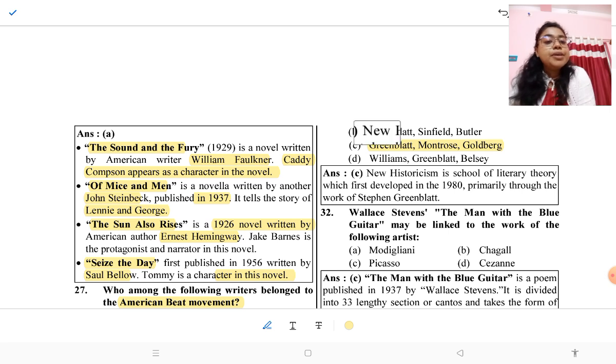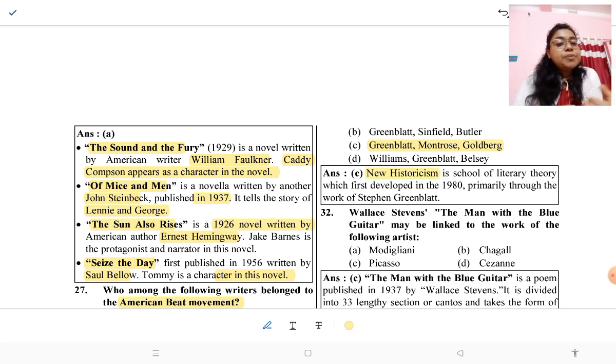New historicism is a school of literary theory which first developed in the 1980s, primarily through the work of Stephen Greenblatt.